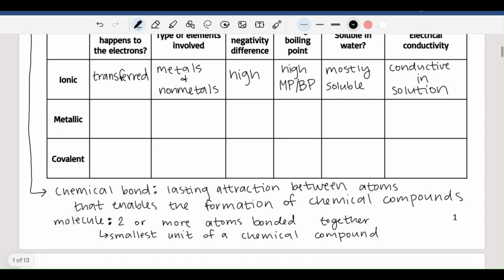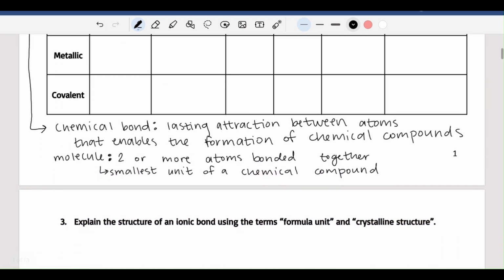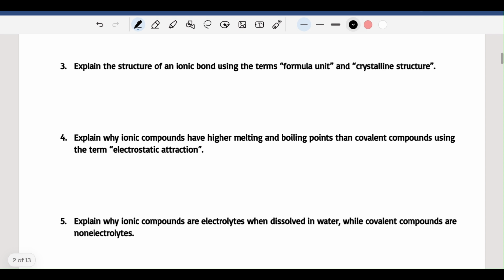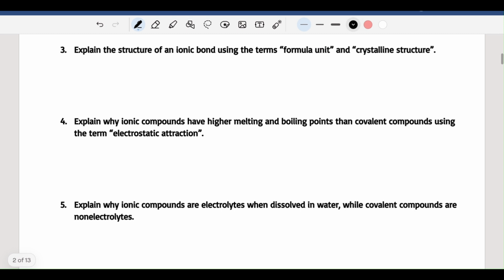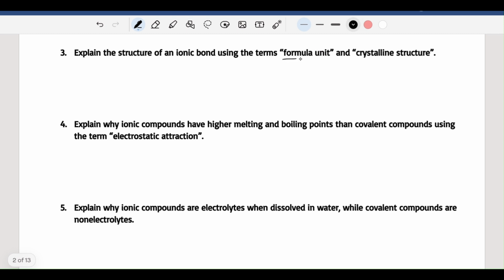All right, so those are our properties of ionic compounds. Now, let's turn over to the next page. And we are going to get a lot of notes on more properties of ionic compounds. So, first up, we're going to explain the structure of an ionic bond using these two terms. These are two of our vocab that we're going to cover today. So, ionic compounds consist of cations and anions. Let's write that down. Ionic compounds.